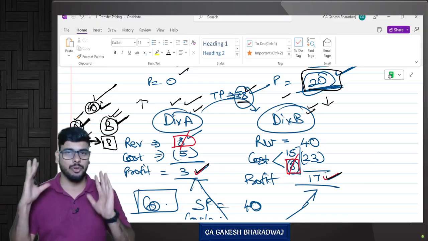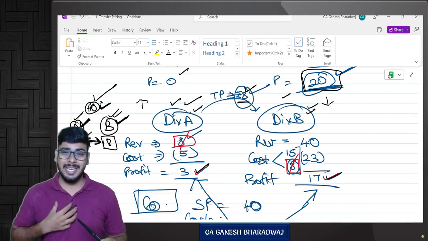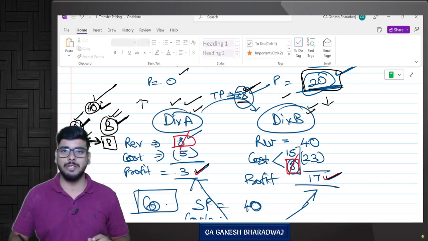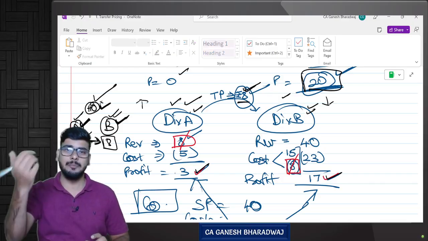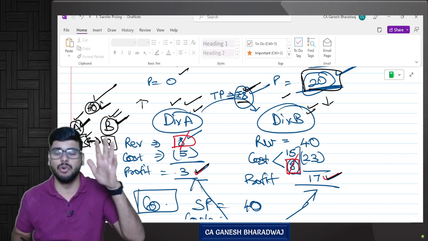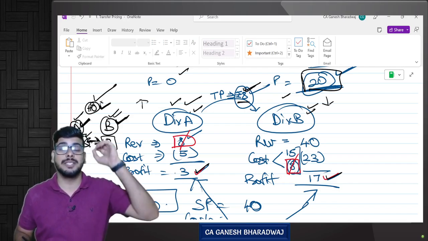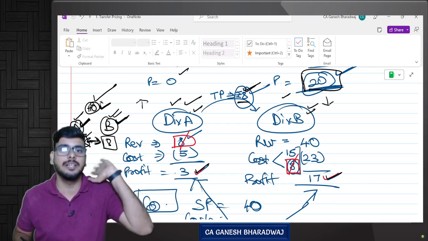It is generally more than the cost. Are you clear with this? And in our example, I took transfer price as 8 rupees. Sir, just like that, can I keep on transfer price randomly? No. Fixing of transfer price is a very critical decision.